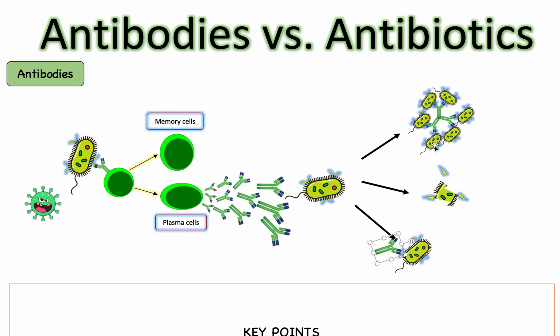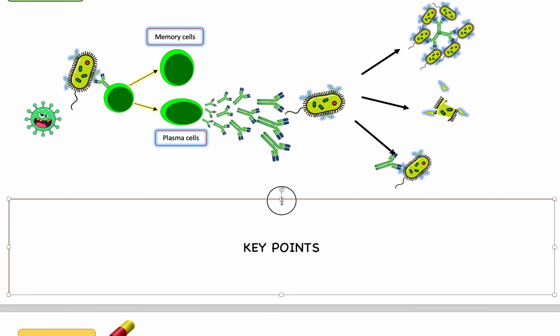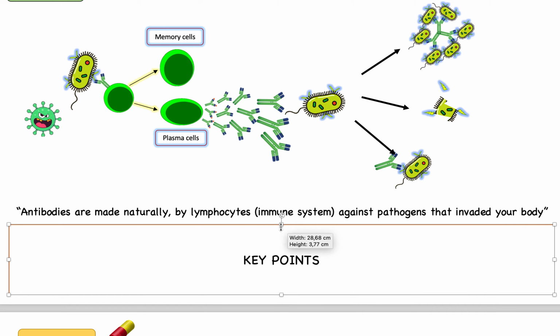You don't have to worry about this for now, but just know antibodies are things naturally made by our bodies, by our immune cells, specifically our plasma cells. They are made to destroy pathogens that enter our body in a specific way. So let's look at the key points. Number one, they are made naturally, and by naturally I mean by our immune system, against pathogens that invade our body. That's point one. There's going to be various things that you need to know.